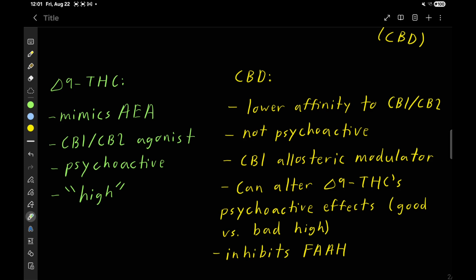Another thing that CBD does is it inhibits FAAH. Remember, FAAH is the enzyme that degrades AEA. So by inhibiting FAAH, this allows for increased levels of anandamide or AEA.